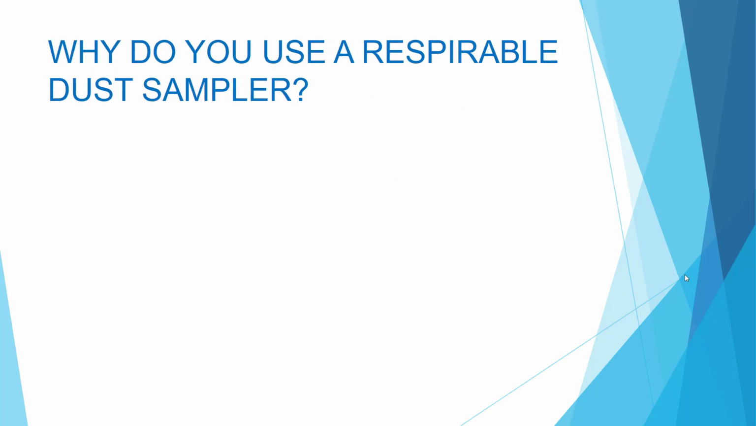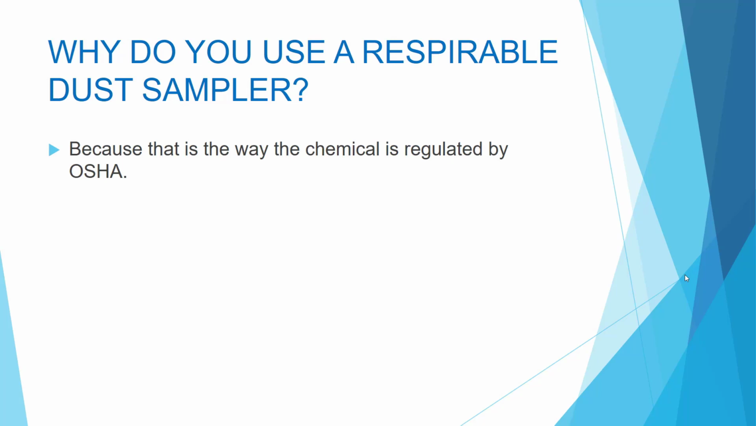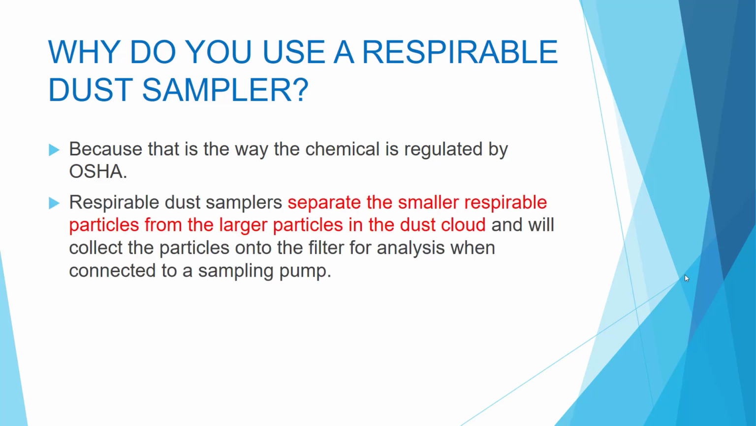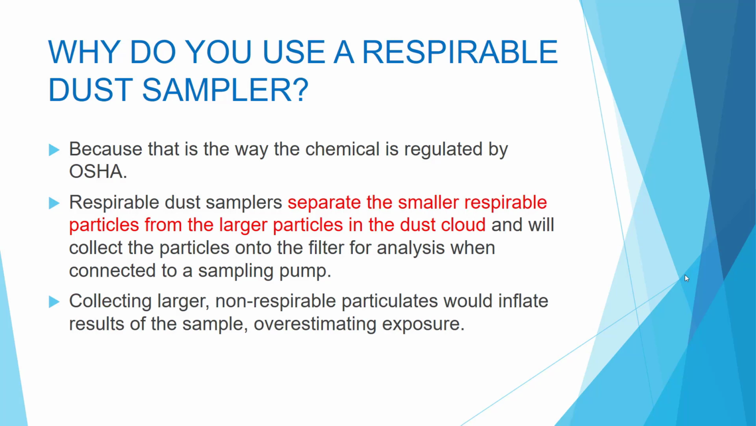Why do you have to use a respirable dust sampler? Because OSHA says so. That is the way that silica is regulated. Respirable dust samplers separate the smaller respirable particles from the larger particles in the dust cloud and will collect the particles onto the filter for analysis when connected to a sampling pump. Collecting larger, non-respirable particles would inflate the results of the sample, overestimating exposure.